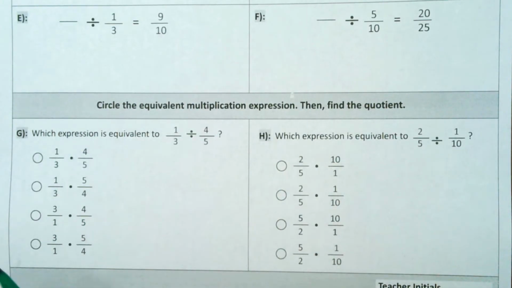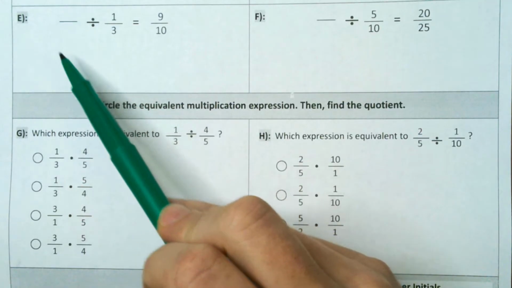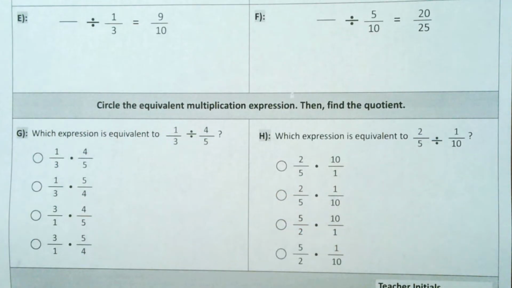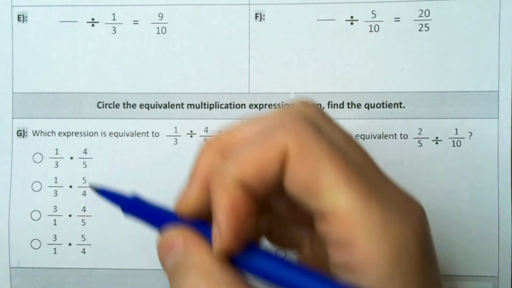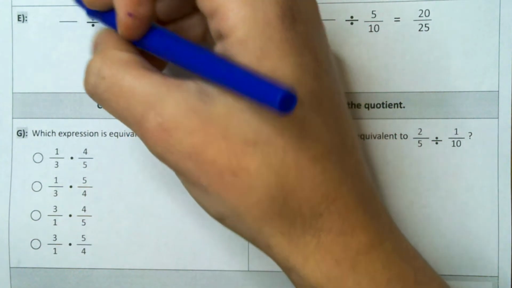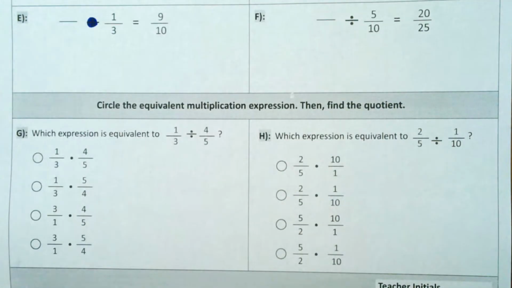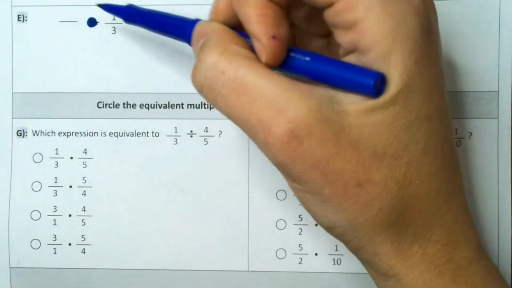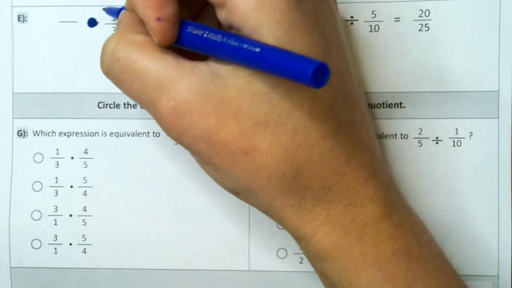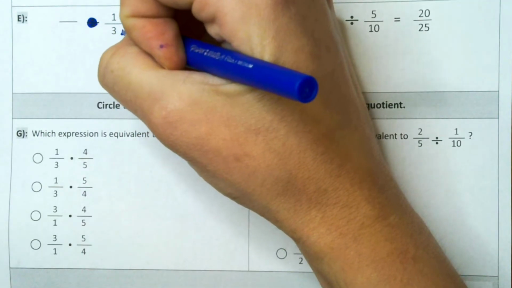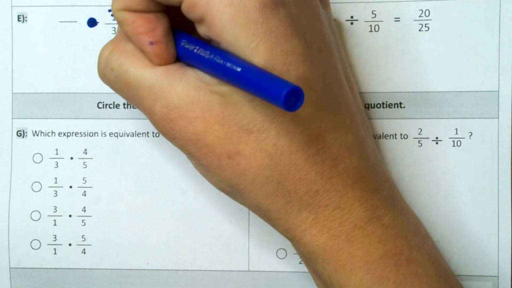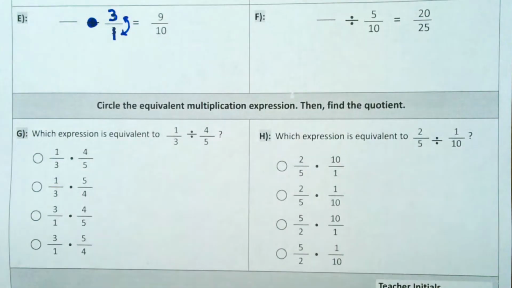So if we're looking for our first number, remember we're going to keep our first number. So with your pencil, I want you to go ahead and change our division symbol. Go ahead and change it to a multiplication symbol. And then let's take 1/3 and let's just write over it. Let's flip it. 1/3 will become 3/1.